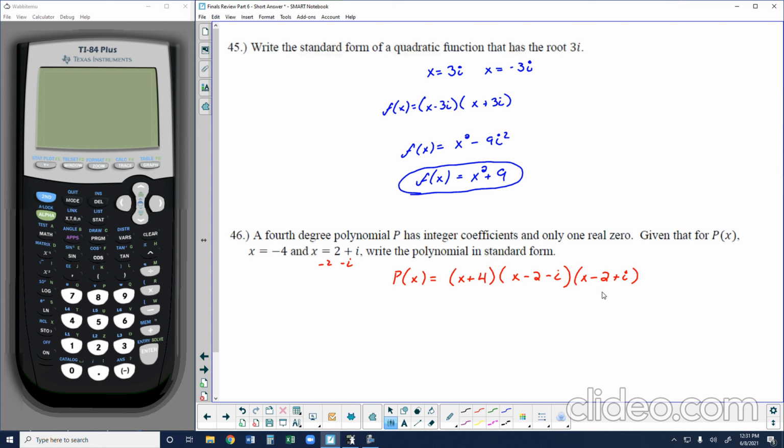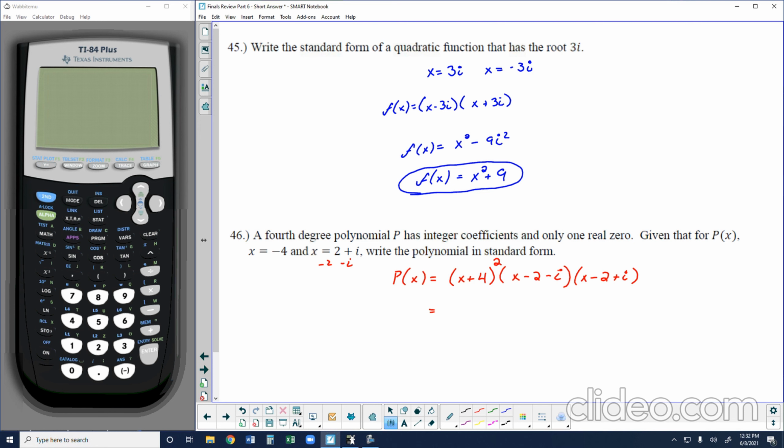I need a 4th degree polynomial without creating an additional real 0 because it only has 1. I can't create any other imaginary units because imaginary units come in pairs, and so that would give me 5 factors at the minimum. But what I can do is add exponents to one of my factors. So x plus 4 could be a quantity that is squared. Now I would have 4 linear factors, and thus it'd be a 4th degree polynomial.